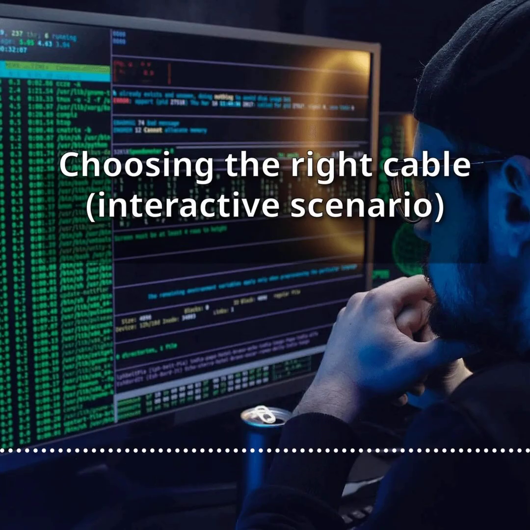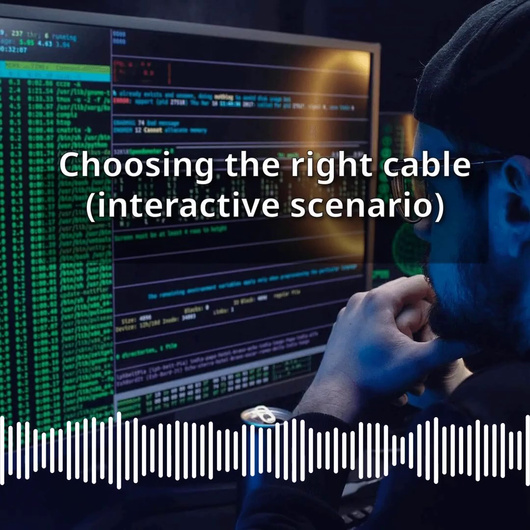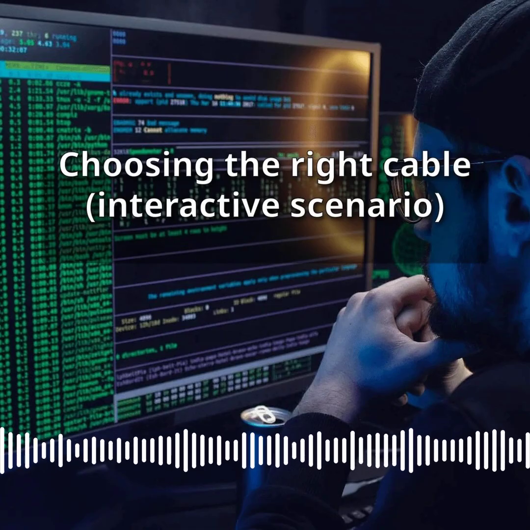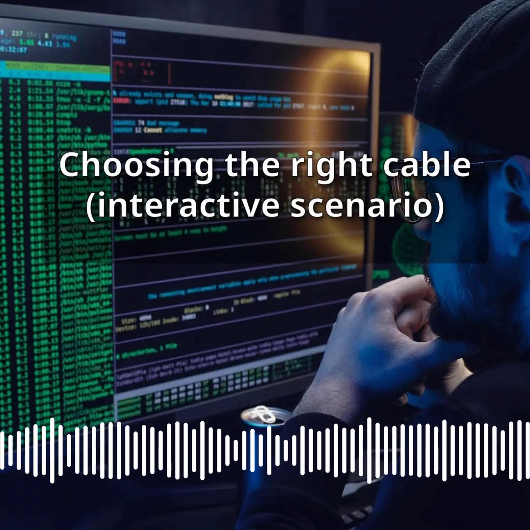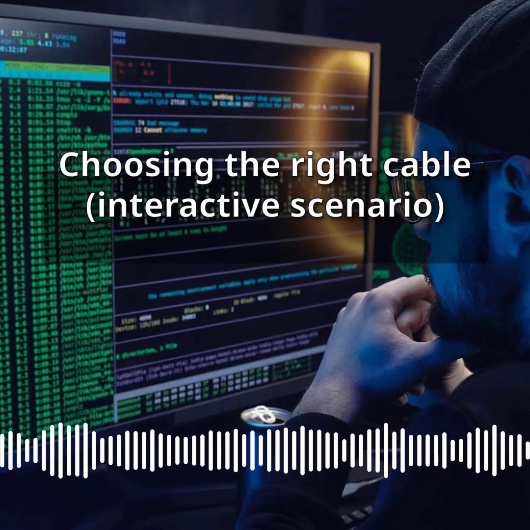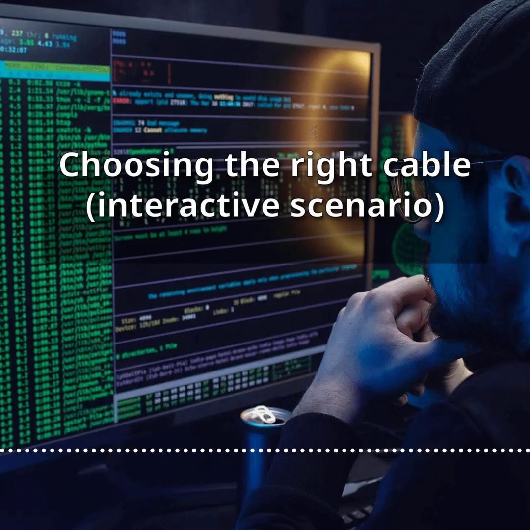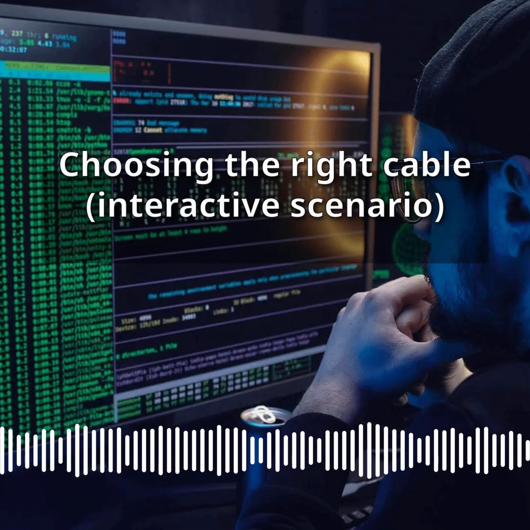Do not guess, reason from constraints. Every scenario contains enough technical details to eliminate at least 2 or 3 cable types immediately. Start by listing the hard constraints, distance, speed, environment, before considering cost or preference.